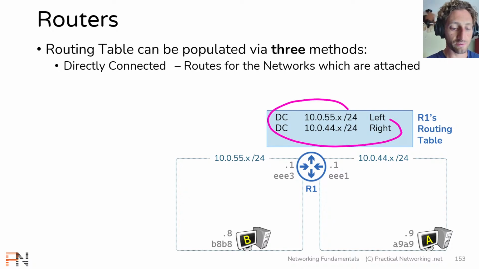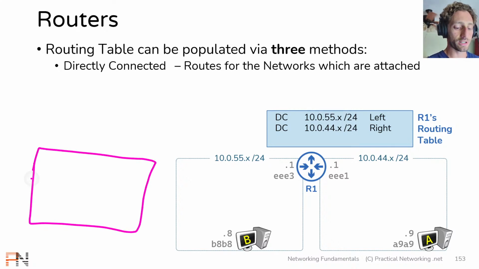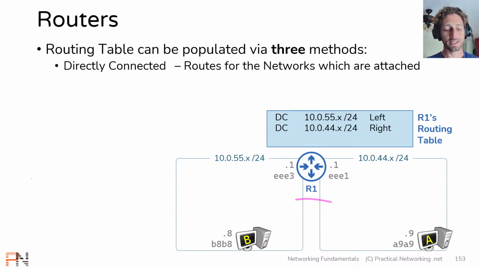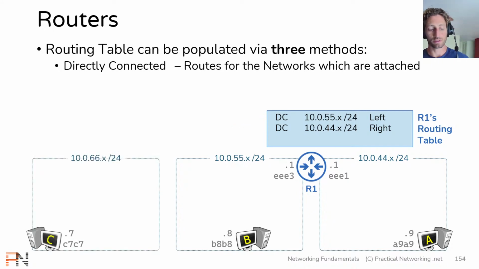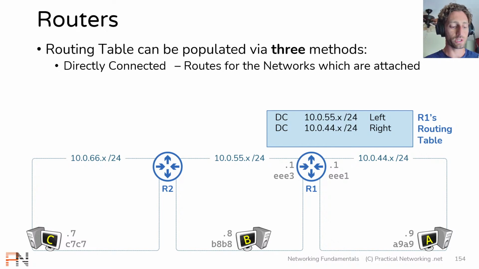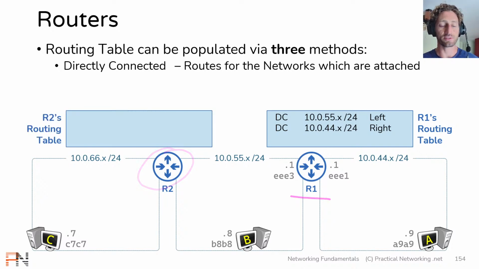If this looks familiar to you, it's because it's the exact same thing that we had a moment ago over here, showing you R1 in simpler terms. Cool. So let's add another network and another router in between the 10.0.6.6 network and the 10.0.5.5 network. R2, just like R1, is going to have its own routing table. The routing table is not shared or mutual. Every router has its own routing table.